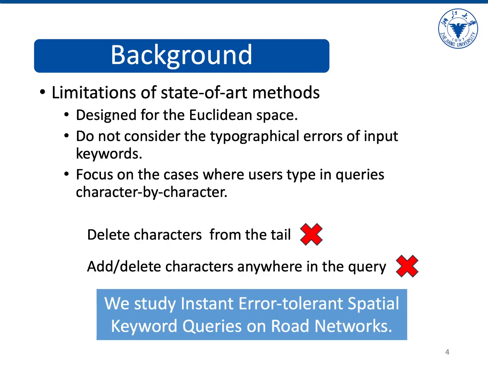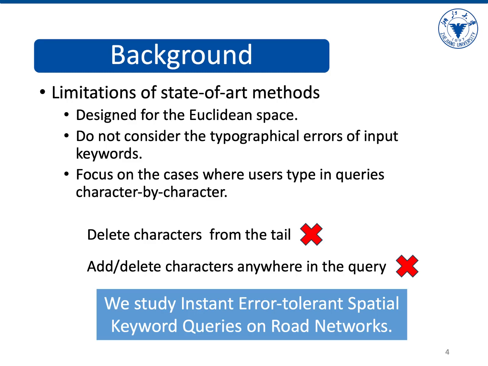However, the state-of-the-art methods of instant spatial keyword queries suffer from several limitations. First, the existing methods are mainly designed for the Euclidean space. All those techniques cannot be applied to road networks since they use different metrics to compute the distance between two objects. Secondly, the existing methods do not consider the typographical errors of input keywords.